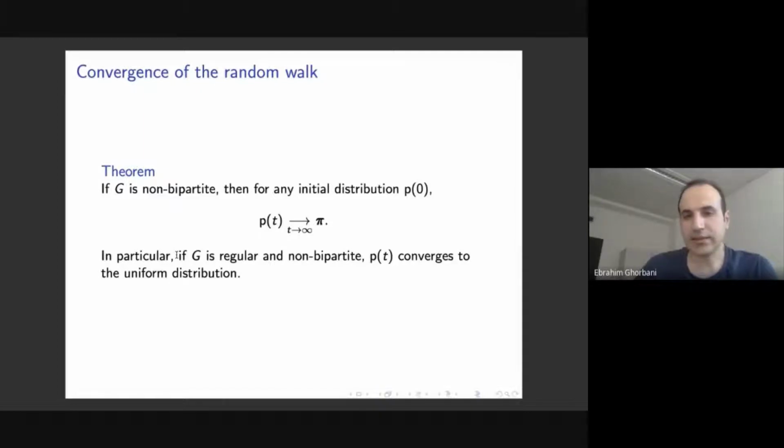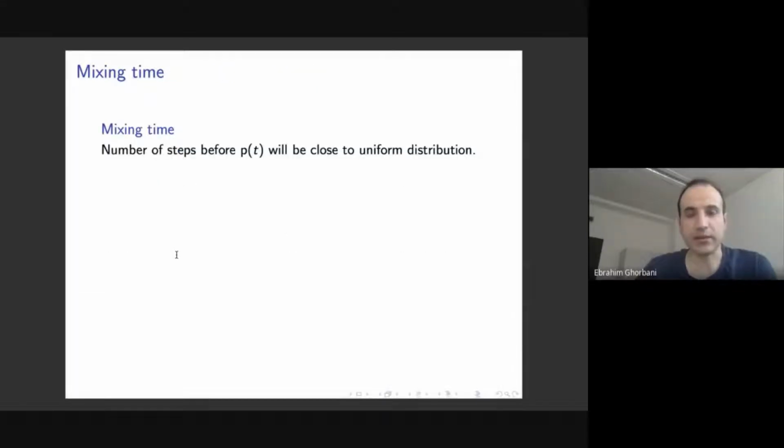So we saw that the random walk, under some conditions, always converges to a uniform distribution in regular graphs. But the point is that an important factor is after how many steps we get close enough to the uniform distribution. This is very important in the applications where random walks can be used. So there is a parameter for the random walk called mixing time, which is basically the number of steps required until we get close enough to the distribution.